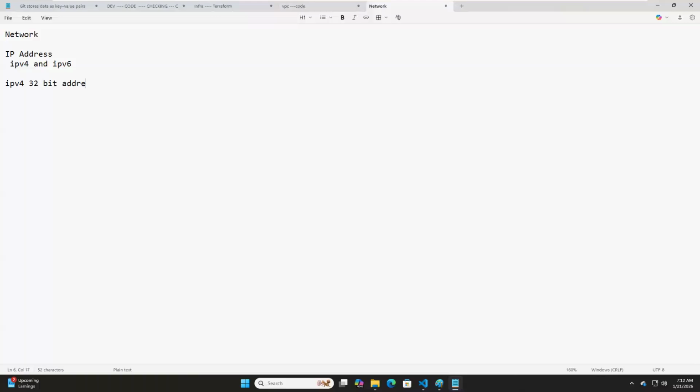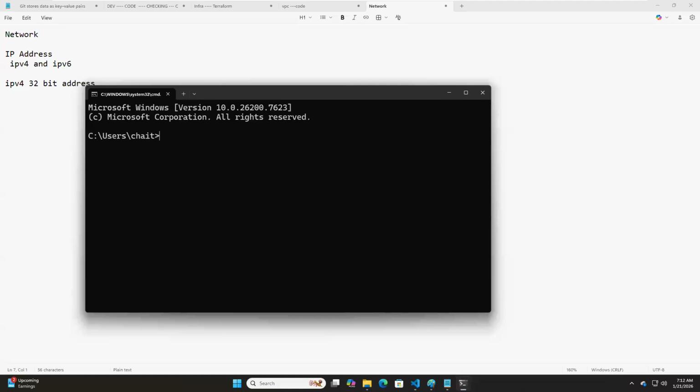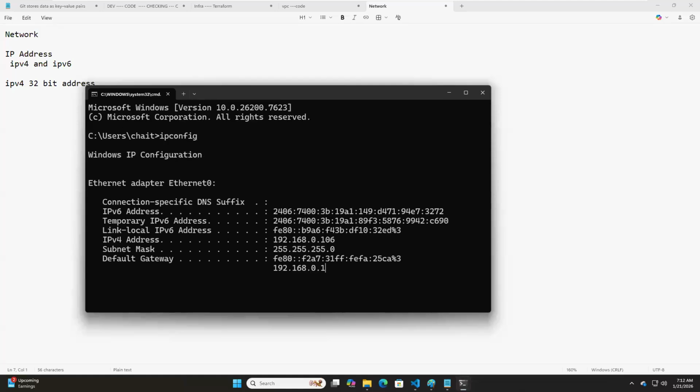Whenever you check the IP address in your computer, you can see it using ipconfig. For example, I have an IP address 192.168.0.106. So what is this 192.168.0.106? These are decimal number formats. 192 is a decimal number, and 168, 0 and 106 are also decimal numbers.